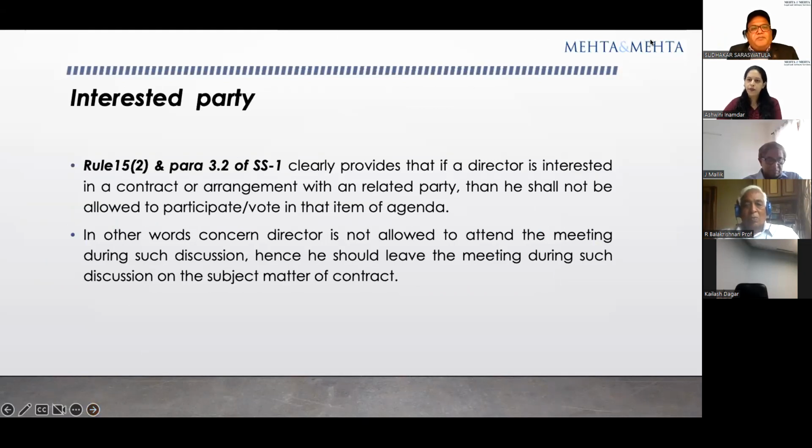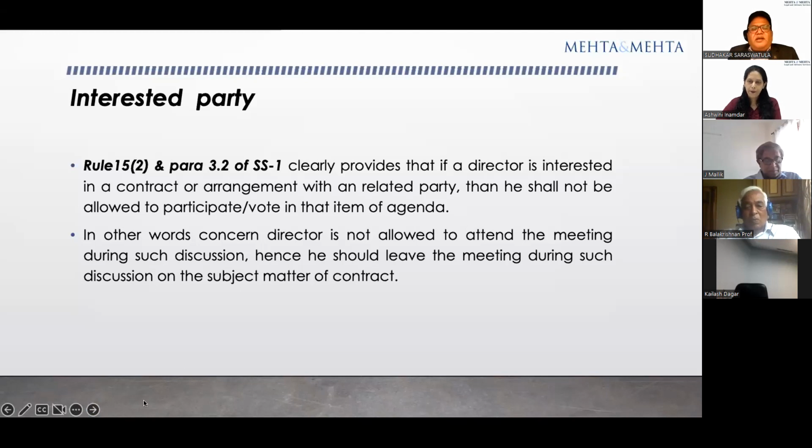So Rule 15(2) of Meetings of Board and its Powers also talks about the interested party. It clearly provides that if any director is interested in any contract or arrangement with a related party, then he shall not be allowed to participate as well as vote in that item of agenda. In other words, the concerned director should leave the meeting during such discussion on the subject matter of the contract. So this is given under the Companies Act in respect of interested parties.